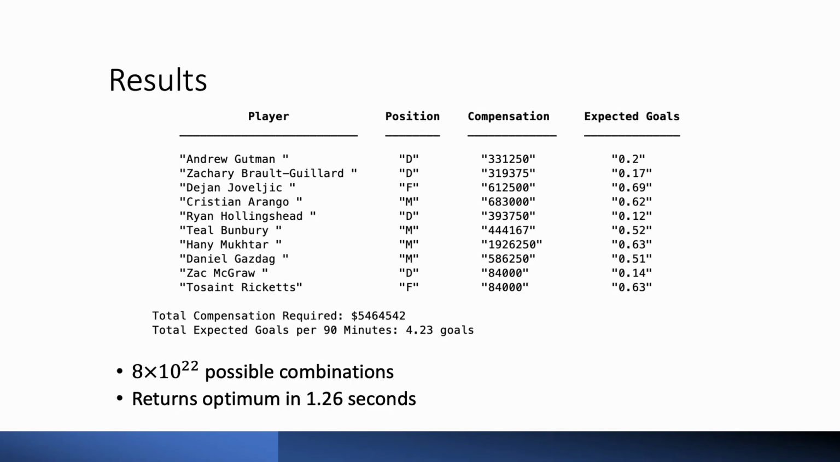Here is the roster that was returned by the program for the constraints mentioned on the previous slide. The total compensation required is about $5.46 million, and the total expected goals per 90 minutes is 4.23 goals. Choosing 10 players from 888 yields about 8 times 10 to the 22nd possible combinations, and my model returns an optimized roster in 1.26 seconds.